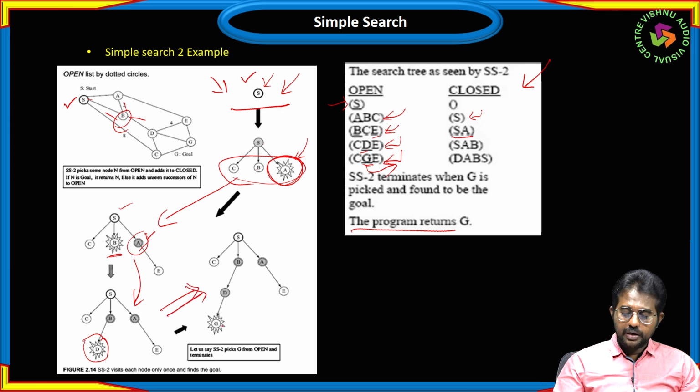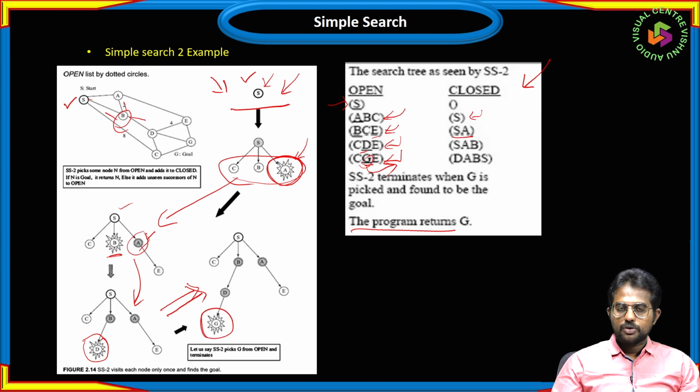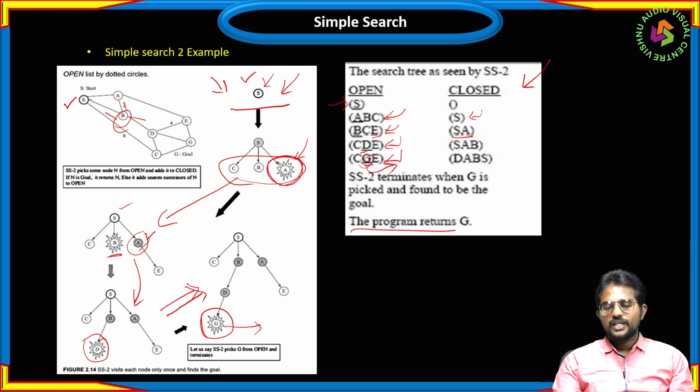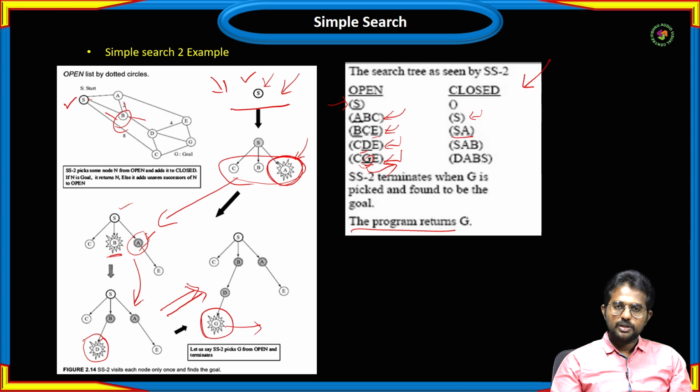After that, we have selected G. After selecting G, I will apply the goal test condition on G. Here it will come true and I will return G. The same algorithm can also be shown using a search tree. So for the same example, we have seen both the search tree representation and the data structure representation.